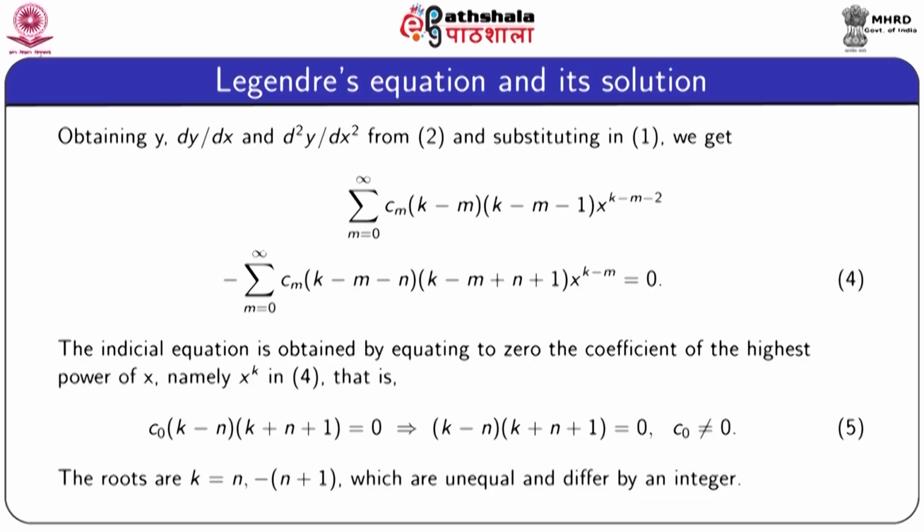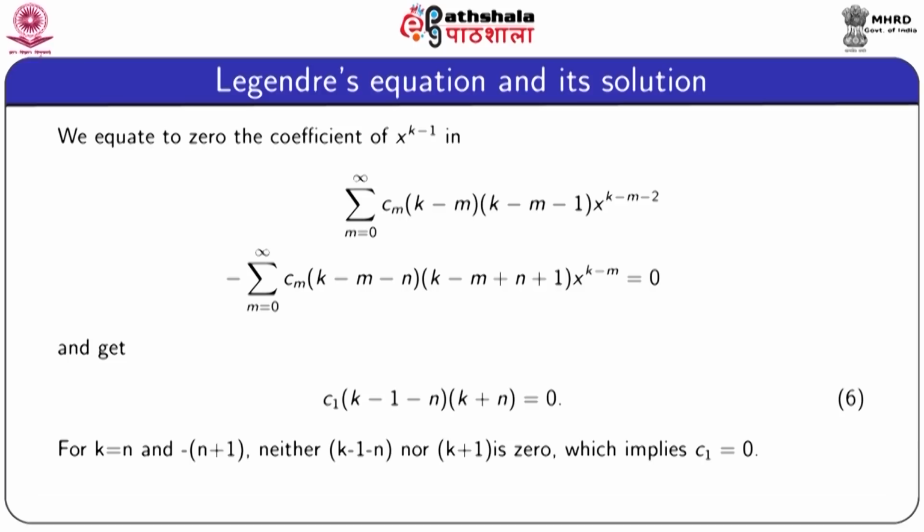And when we do that, you get an equation of the form c 0 (k minus n)(k plus n plus 1), which is this equation number 5. Obviously, c 0 is not equal to 0 by assumption. So, you are left with a quadratic equation in k, which you solve and you get the roots of k as k equal to n and minus (n plus 1), which are unequal and differ by an integer.